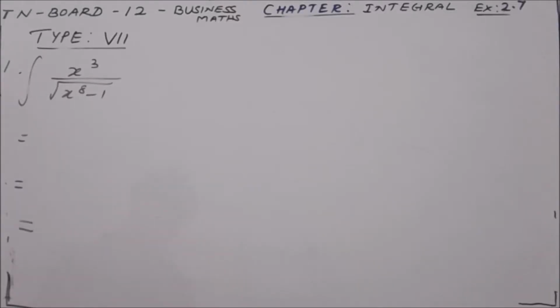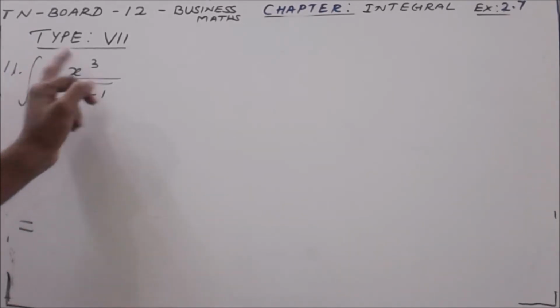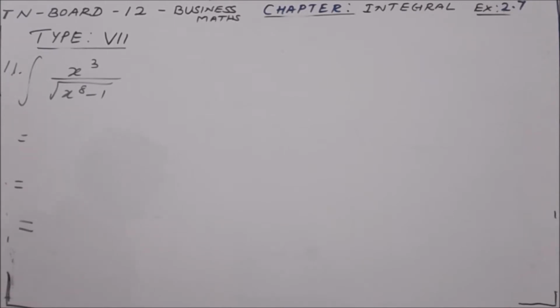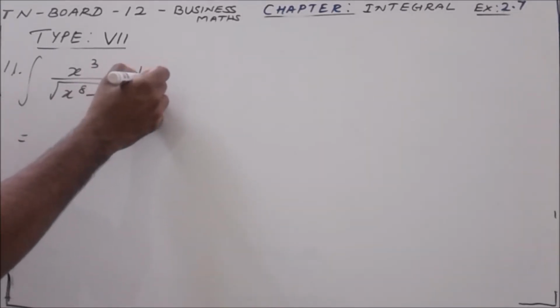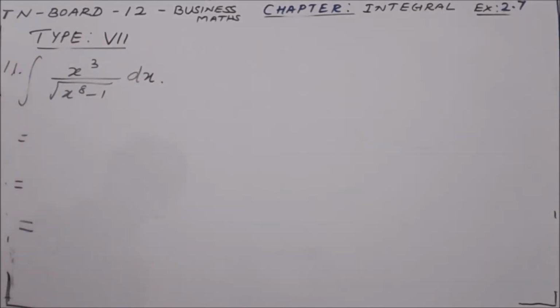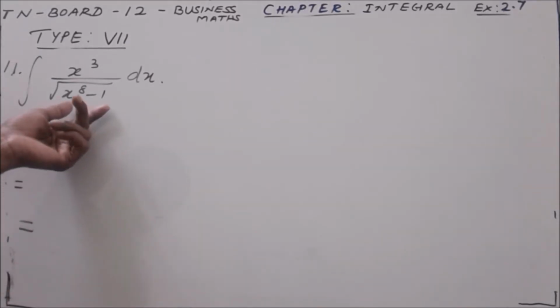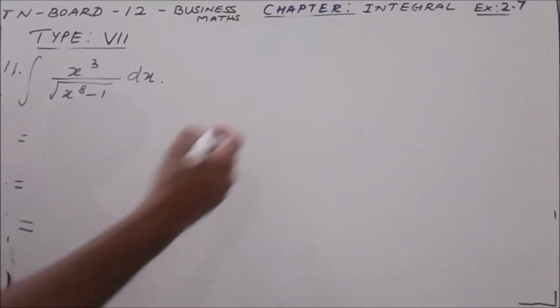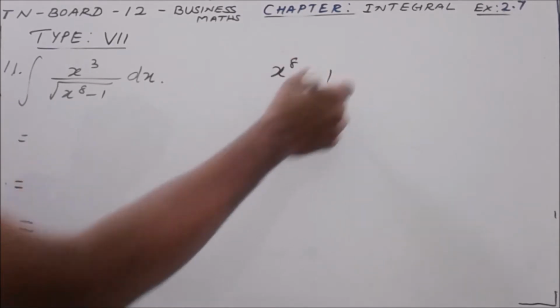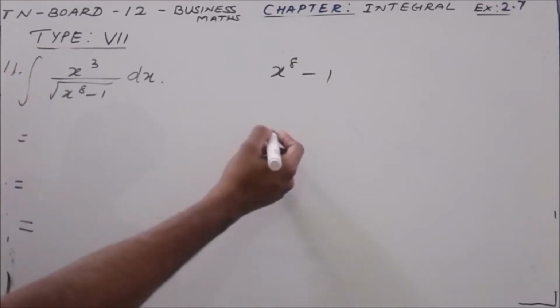Question number 11. Look at here: integral of x cube by root of x power 8 minus 1 into dx. Here, the denominator is in the form of x power 8 minus 1. The numerator we have x cube.